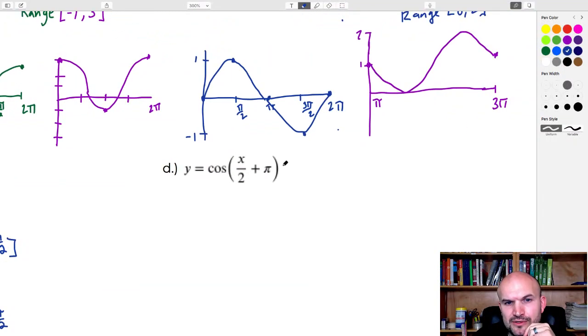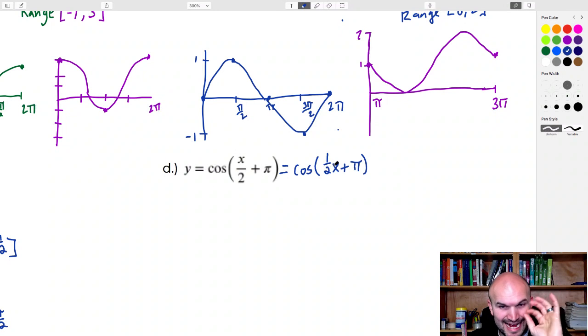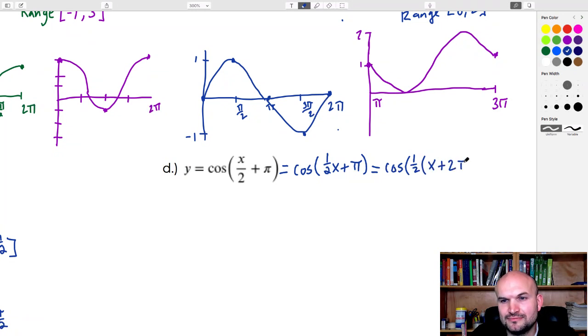So the first thing I would do is rewrite this as the cosine of 1/2 x plus pi. Therefore, I can conceptually see I need to factor out a 1/2. And again, think of factoring out a 1/2 as dividing out a 1/2. Well, dividing out a 1/2 is the same thing as multiplying by 2. So I can also rewrite this as 1/2 times x plus 2 pi.